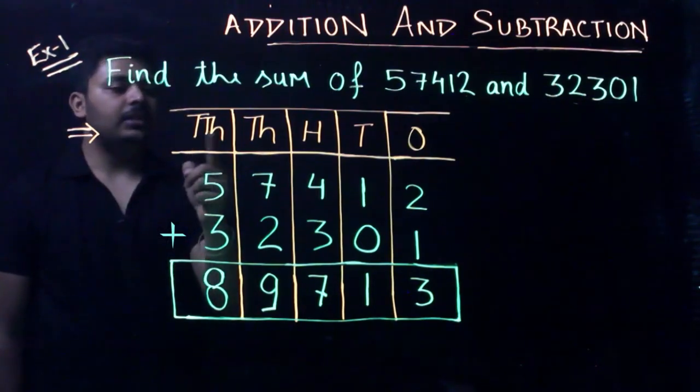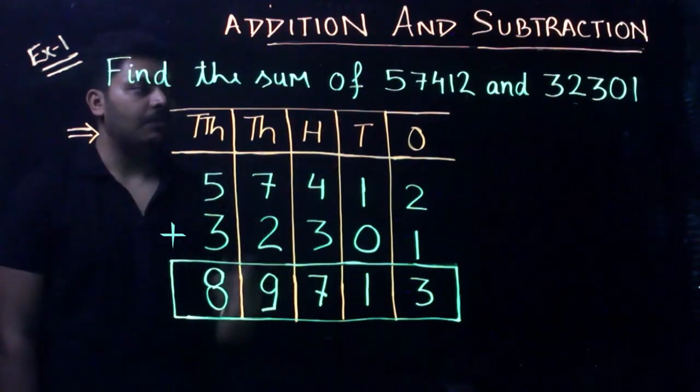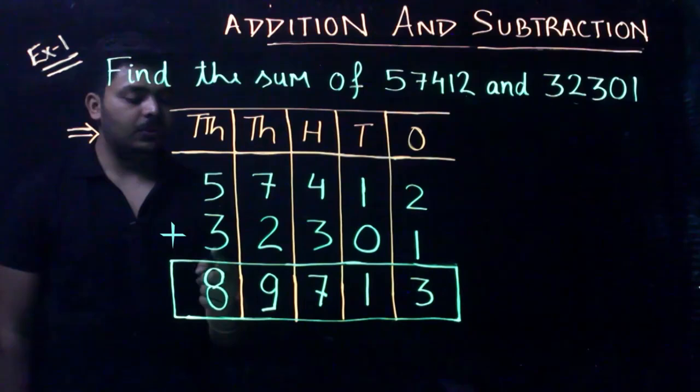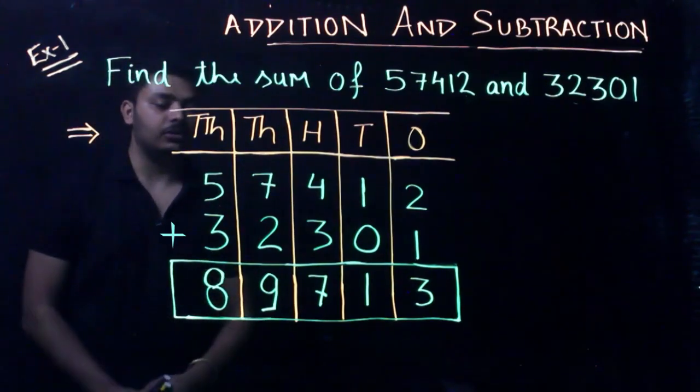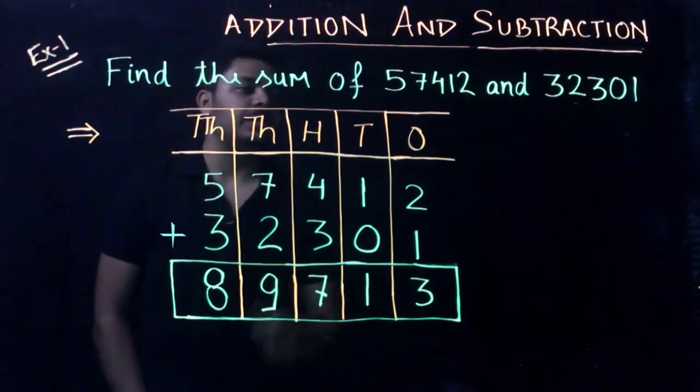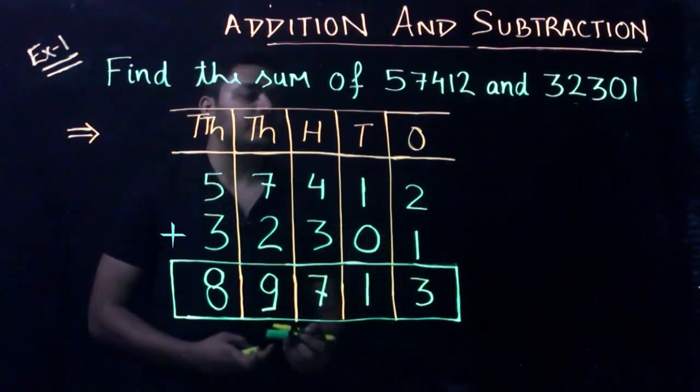At the 10,000s place we have 5 in our first number and 3 in our second number. So adding the two we get 8 in our 10,000s column. So our answer becomes 89,713. That is the sum of the two numbers.